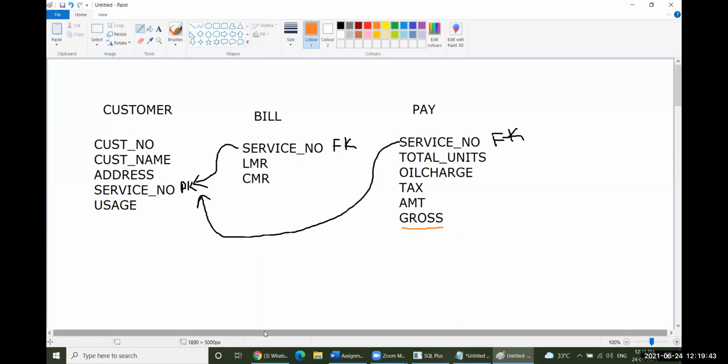So what is the link between the customer details and the pay details here? The only link is the service number. What is the link between these two? The only link is this particular service number. So you need to specify this here, and there is another condition.